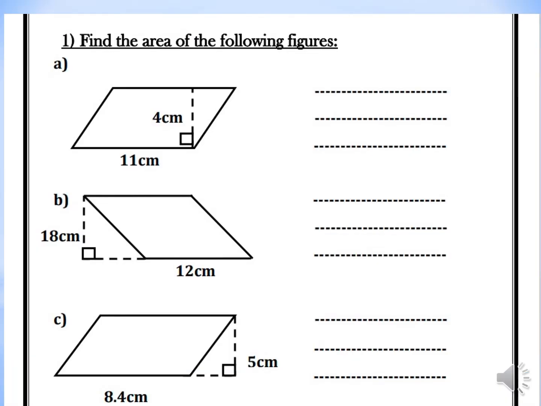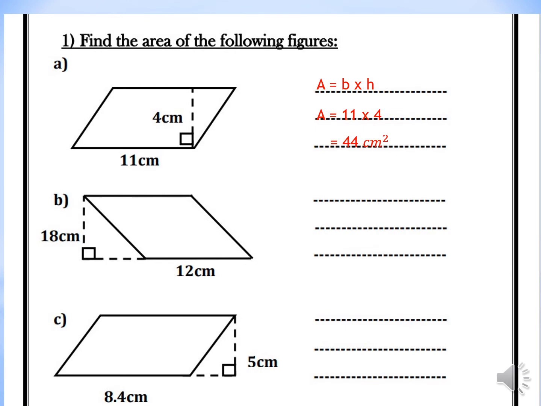Okay, I have here find the area of the following figures. Here he gives me the base and the height. My base is 11, my height is 4. So area equals base times height. I will write my rule. Area equals 11 times 4. This is my base and my height is 4. 11 times 4 equals 44 centimeters squared.